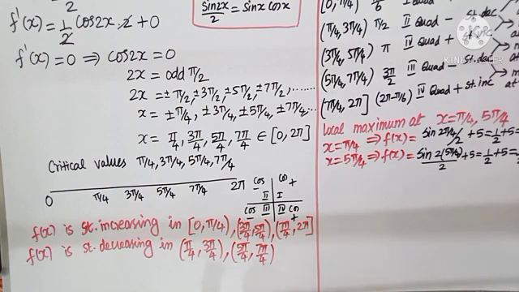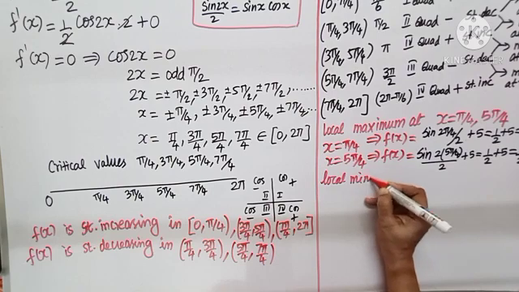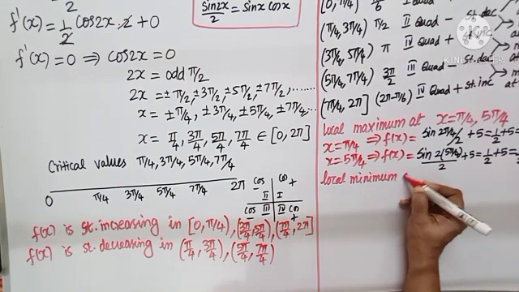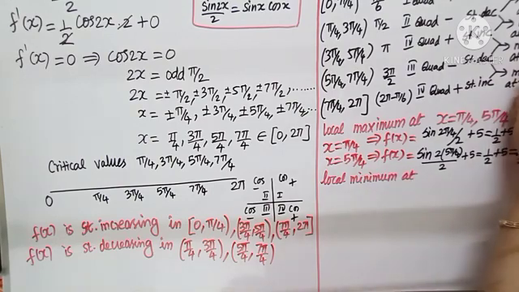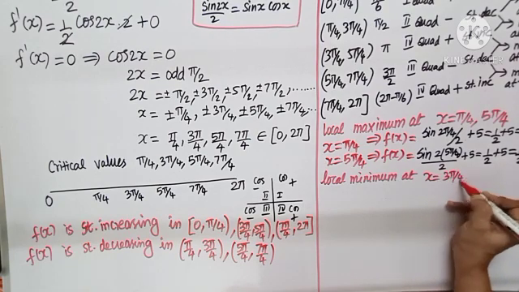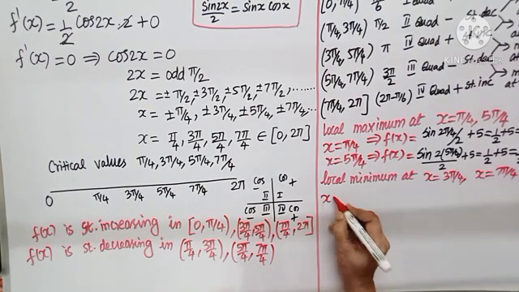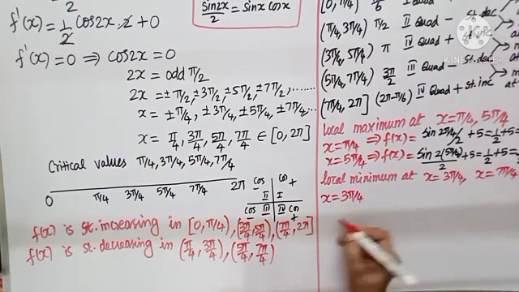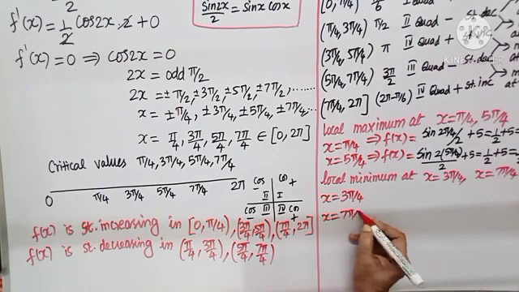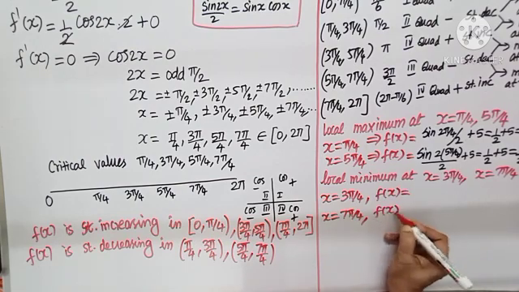What are the next two values? Local minimum. Where do you get local minimum? At 3π by 4 and 7π by 4. x is equal to 3π by 4, x is equal to 7π by 4. Substitute the value 3π by 4 as well as 7π by 4. Check whether you get the same minimum value.